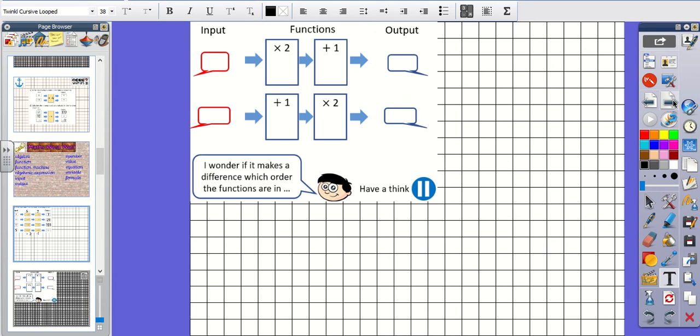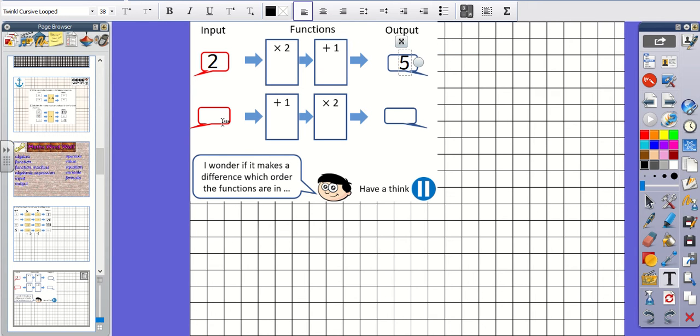Okay then, so let's move on to this one here. We have got the functions and we are missing the input and output. And this character here says, I wonder if it makes a difference which order the functions are in. So let's try with 2, for example. So let's put 2 in. 2 times 2 gives me 4. 4 add 1 gives me 5.